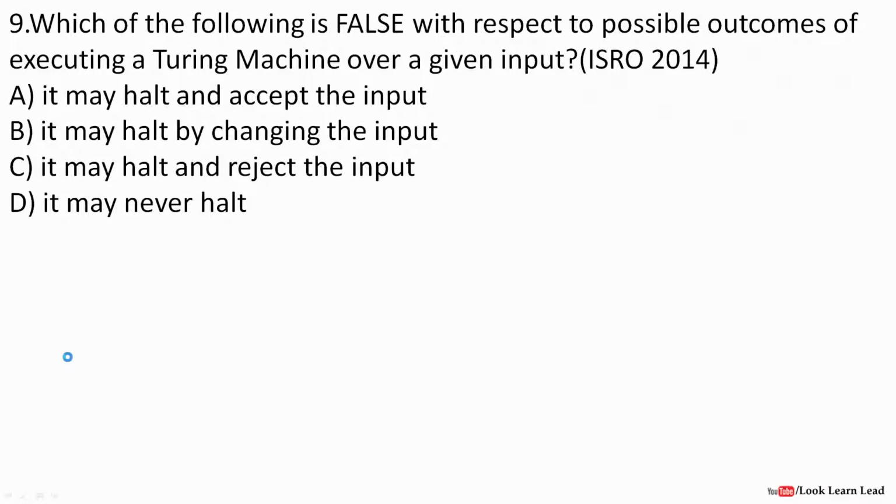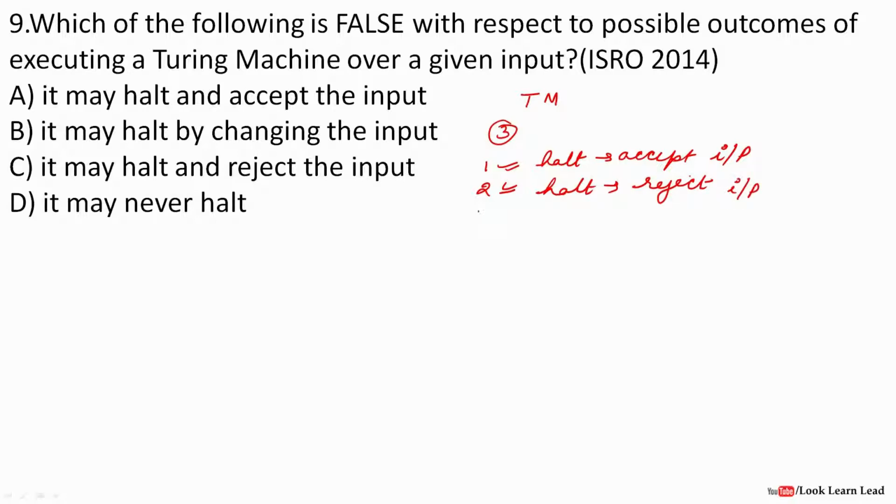Okay, next. Which of the following is false with respect to possible outcomes of a Turing machine executing over input? When a Turing machine is executed, there are 3 possible outcomes. The first one, it may halt and accept input. The second outcome is halt and reject input, and the third outcome is it may never halt. So these 3 are the outcomes of a Turing machine, but it may not change. This is false. So B is the answer.